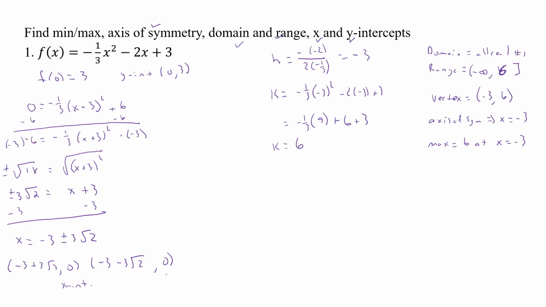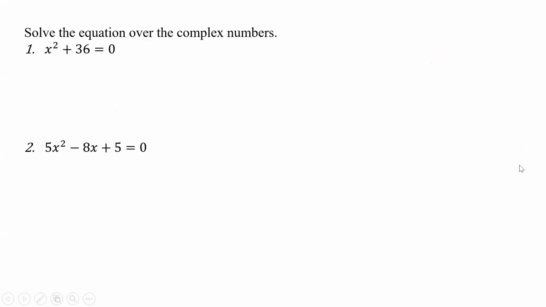All right, so let's look at some more here. Again, we're solving over the complex numbers. Now, this one is a little different than the one we did in class. In class we had x squared equals negative 25. This says x squared plus 36 equals 0. So the way it's set up, we would really just say, okay, well, we have x equals negative b, which is 0, plus or minus the square root of 0 squared minus 4 times a times c, all over 2 times a.